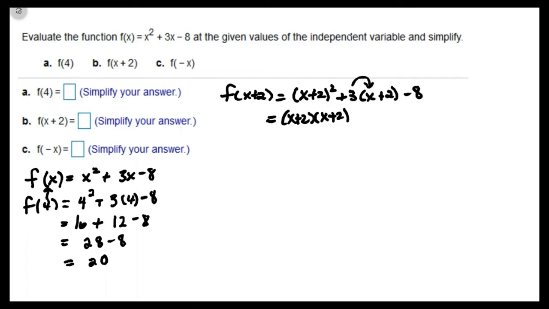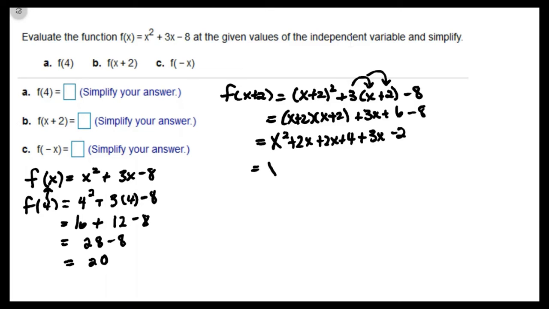We can use the distributive property, distributing the 3. That's 3x plus 6, and carry down that minus 8. Then let's multiply out x plus 2 times x plus 2. That's x squared plus 2x plus 2x plus 4. Carry down that 3x, and I can go ahead and combine the 6 and the negative 8 to be negative 2.